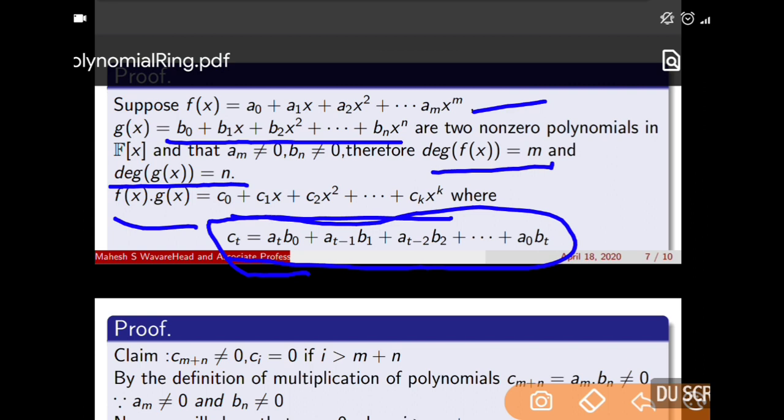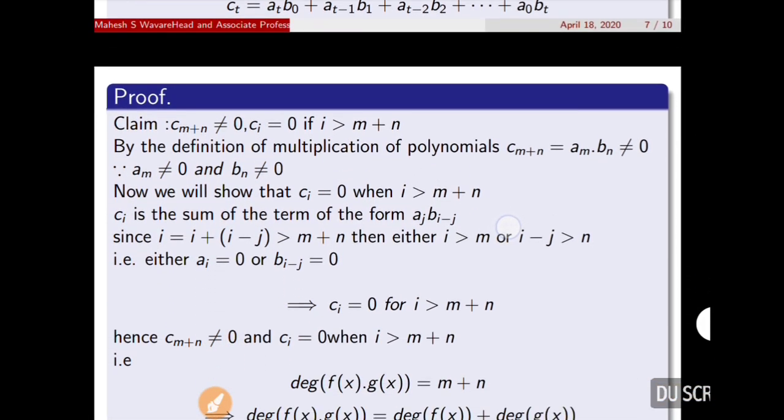One can find c_k also. All the coefficients one can find. And keep in mind that f(x) has degree m and g(x) has degree n. For the product, we have to find c0, c1, ci, ck, and so on. We have to just logically think on these terms.